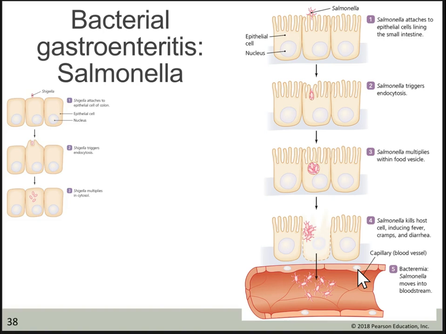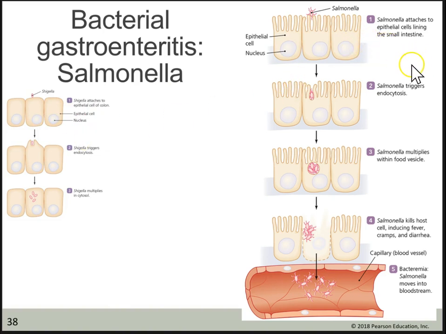So if you remember, Shigella was able to be endocytosed, and then the bacteria replicates in the cytosol. Salmonella attaches to epithelial cell linings in the small intestine, which is a different site than Shigella. So Salmonella binds to the epithelial cells in the small intestine, whereas Shigella is found in the colon, which is part of the large intestine.